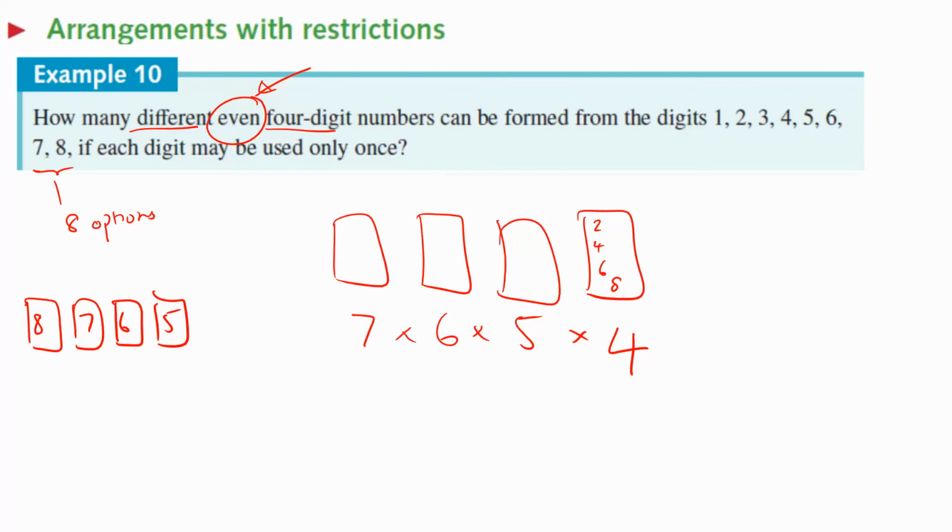Yes, exactly. If they say that I can use the digit more than once, then the only thing that changes is that it's still 2, 4, 6, or 8 here to make it even. There you go. Perfect. That would be 8, 8, 8, because if I can use it more than once, then I still have 8 options here. I can repeat it, and I can repeat it again, and again. But I've only got 4 options in the last box to make it even.